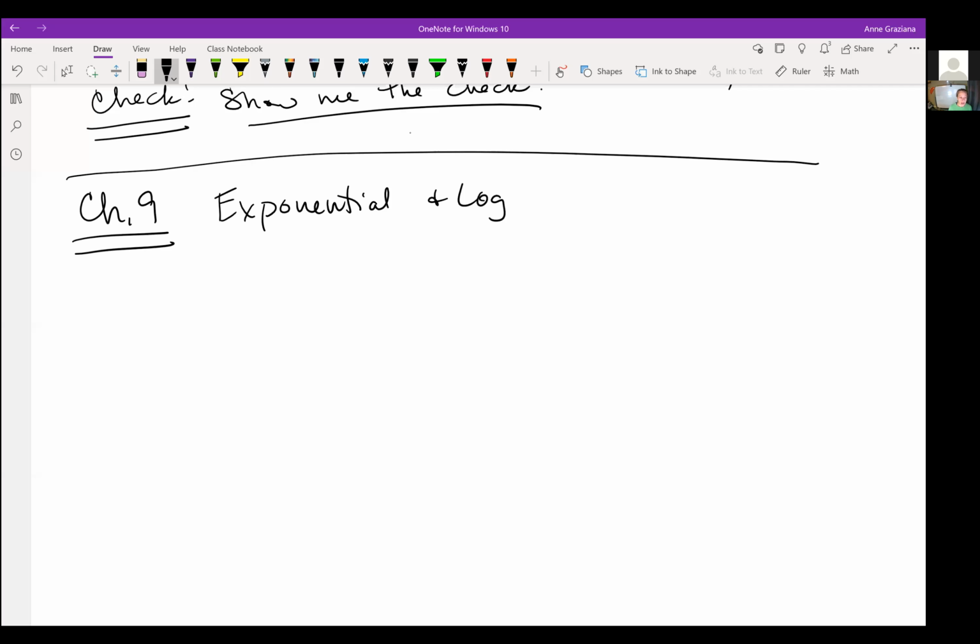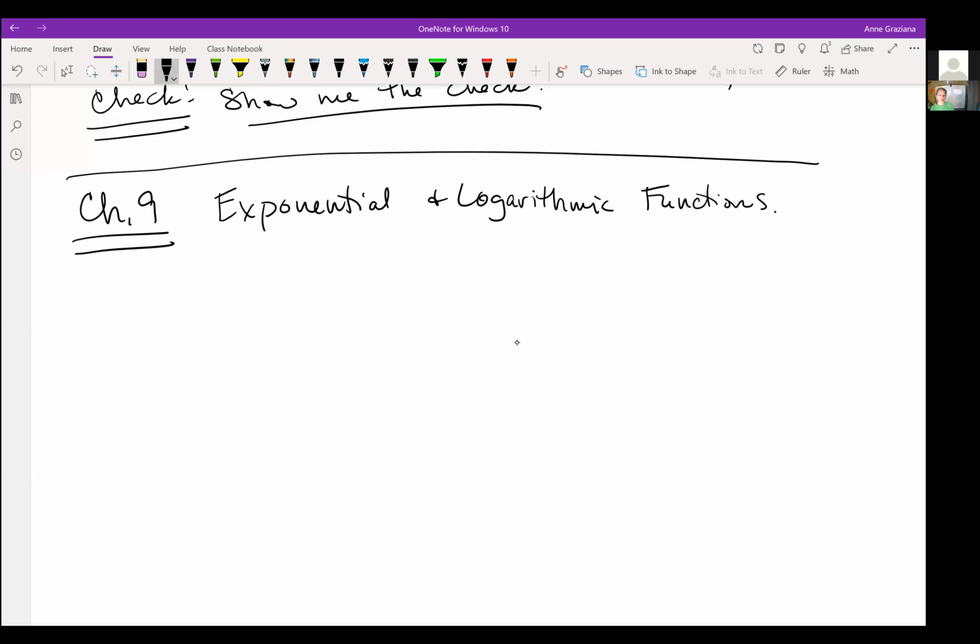Okay, so chapter 9 is about exponential and logarithmic functions. Okay. And we're going to start with the definition of an exponential function.